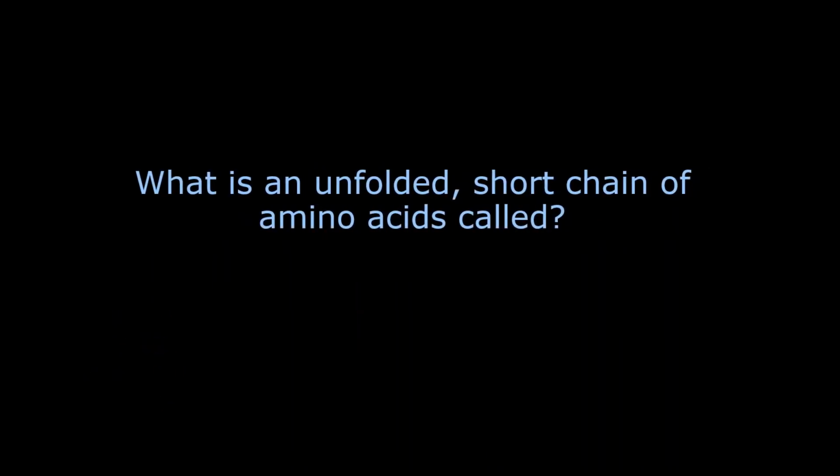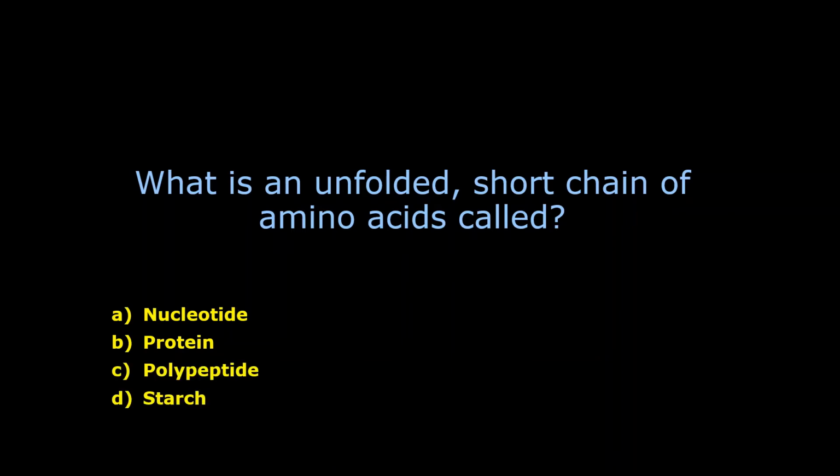What is an unfolded short chain of amino acids called? We don't call it a protein yet until we fold it up and make sure it's long enough. Until then it's called a polypeptide. So let's find that word. Nucleotide? Nope, that's a DNA word. Protein? Not yet. Not if it's unfolded and short. Polypeptide? Winner, winner! And a starch is a carbohydrate, not made of amino acids. So polypeptide would be our answer, and we win that game.